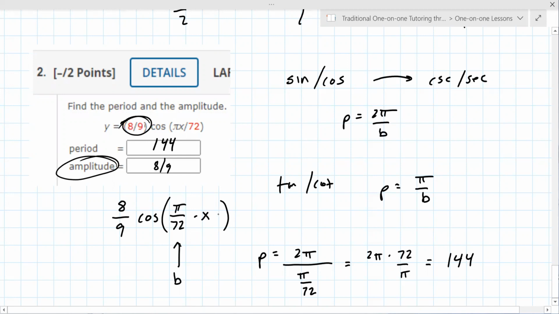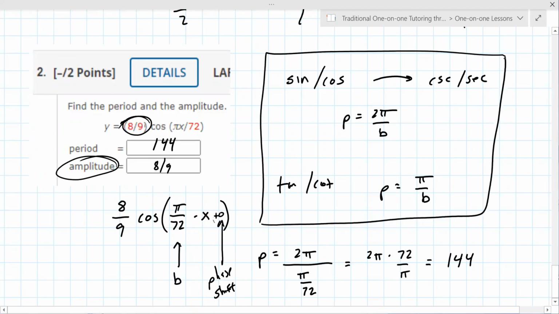Does this have a phase shift? Phase shift goes right there if there is one. And the answer is no. There's nothing being added or subtracted inside the parentheses to show that. So again, be very wary. Remember what I've boxed in here, because on a test you might get a bunch of sines or cosines in a row, and then tangent is pi over b, not 2 pi.